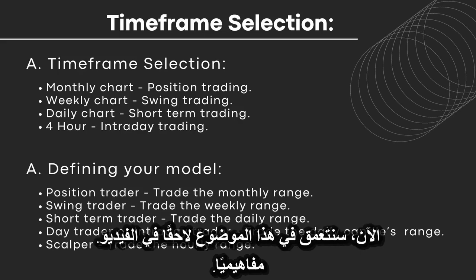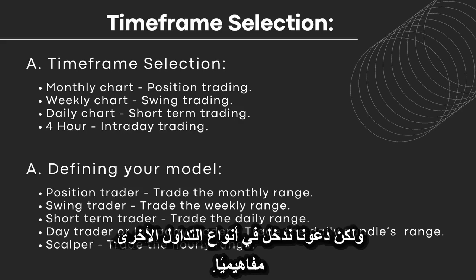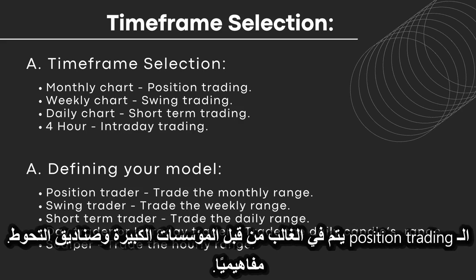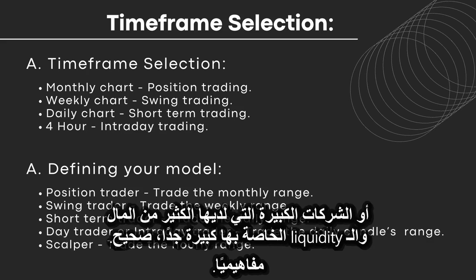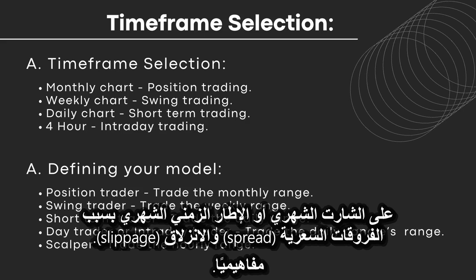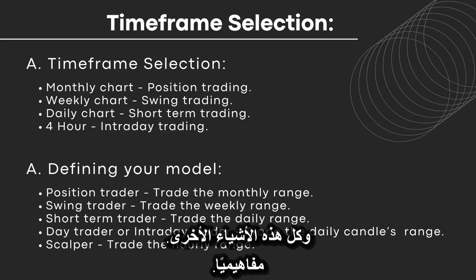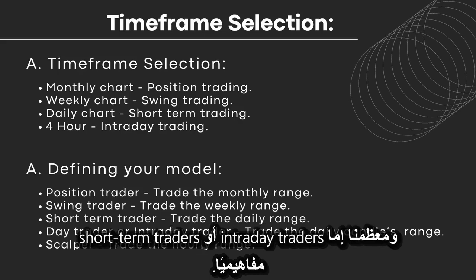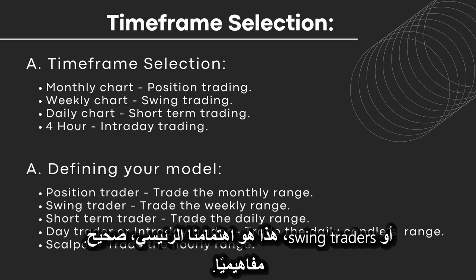Now we're going to delve on it later in the video, but let's get into the other types of trading. Now, position trading is mostly done by big institutions, hedge funds, or big firms who got a lot of money and their liquidity is pretty large, right? So their orders are mostly executed on the monthly chart or the monthly time frame because of spread, slippage, and all of these other things. But that's not our concern because we are retail traders and we're mostly either intraday traders, short-term traders, or swing traders. That's our main concern, right?